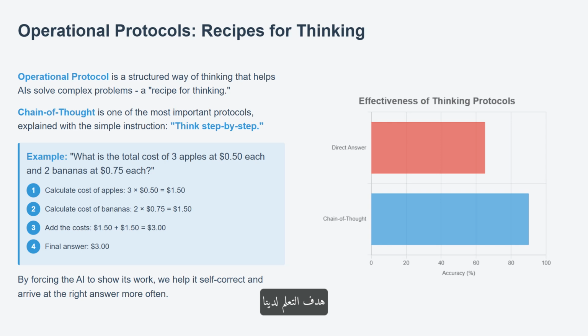Our learning objective is to identify a common operational protocol used by AI, such as chain of thought. An operational protocol is a recipe for thinking. One of the most important protocols is chain of thought, which can be explained with the simple instruction, think step by step. This forces the AI to first write down its internal monologue before giving the final answer.